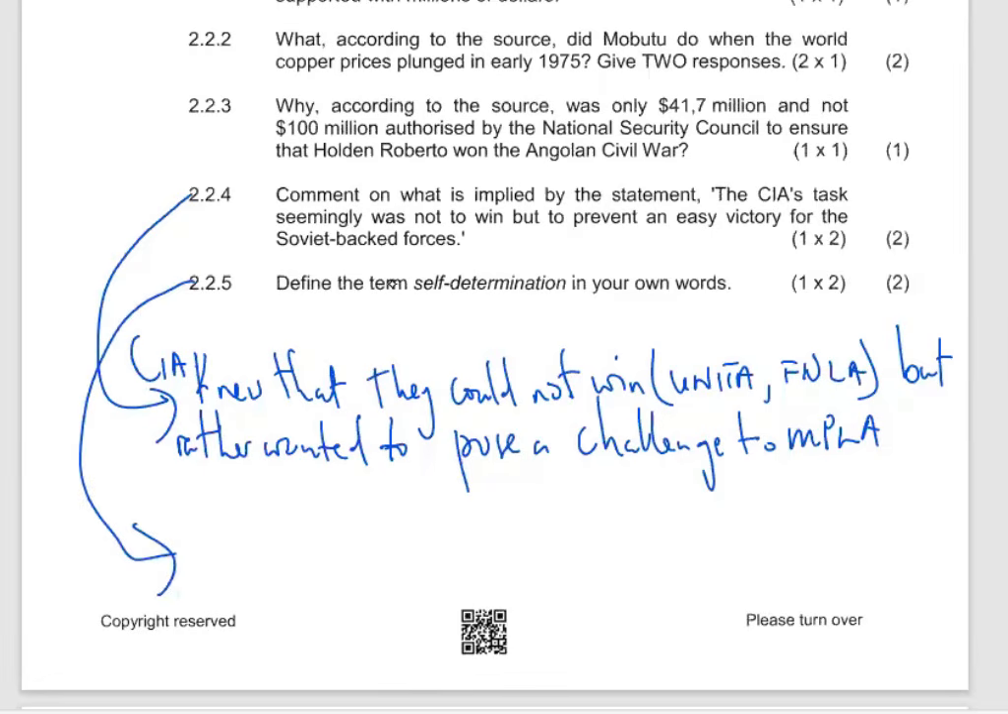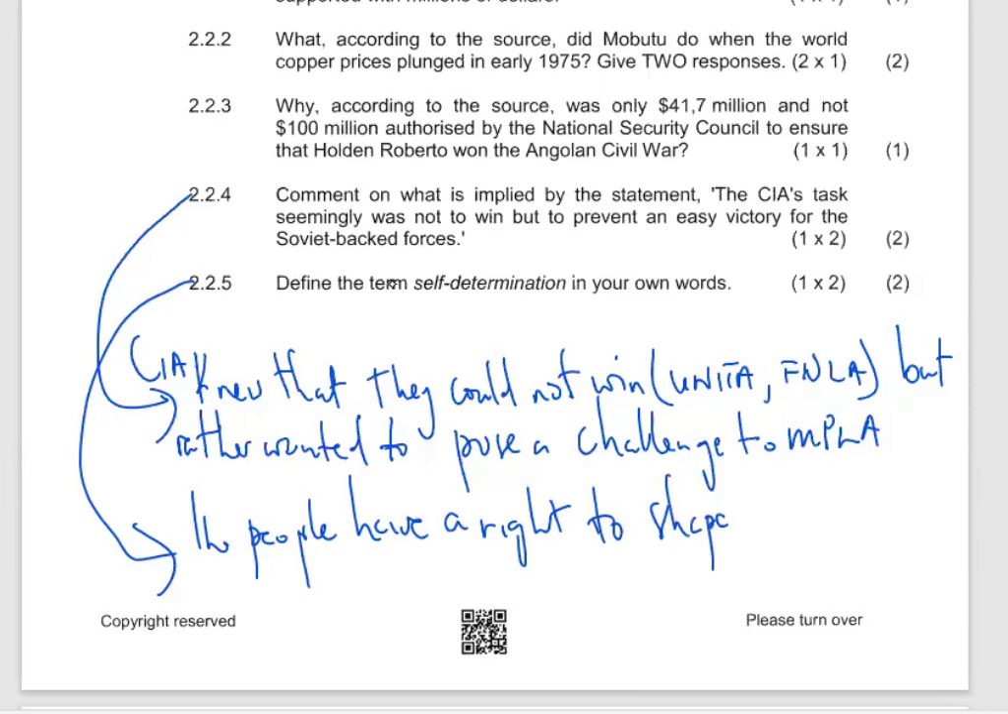Then the last question, self-determination. When we are talking of self-determination, we are saying it's a state where the people have a right to shape their destiny. Their destiny, we are saying their future. People have a right to determine their future.